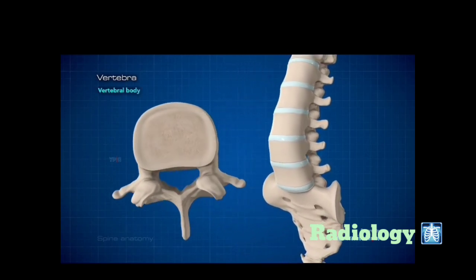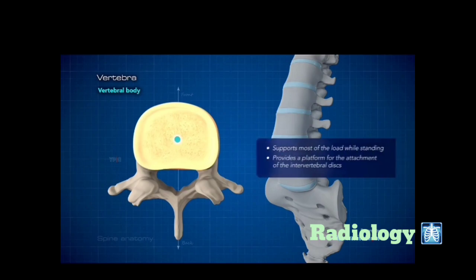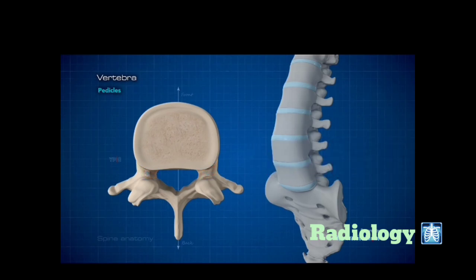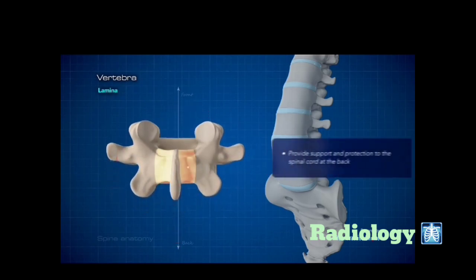Vertebral body. This is the main part of the vertebra. It supports most of the load while standing and provides a platform for the attachment of the intervertebral discs. Pedicles. These are two cylinder-shaped projections originating from the back of the vertebral body, connecting the front and back of the vertebra. Lamina. Lamina are a pair of flat arched bones that form the roof of the spinal canal and provide support and protection to the spinal cord at the back.